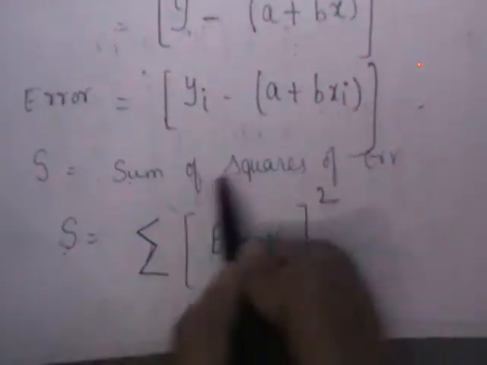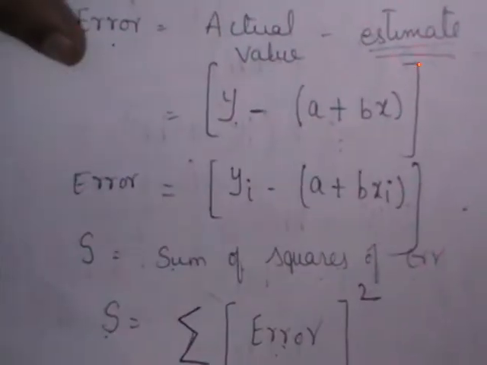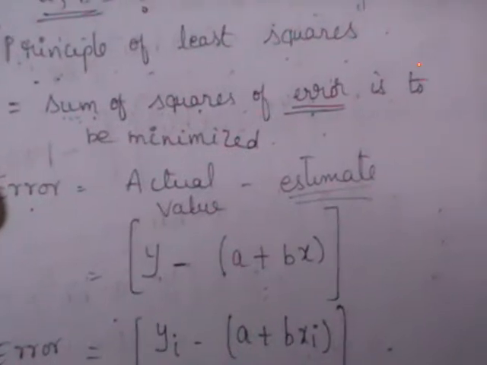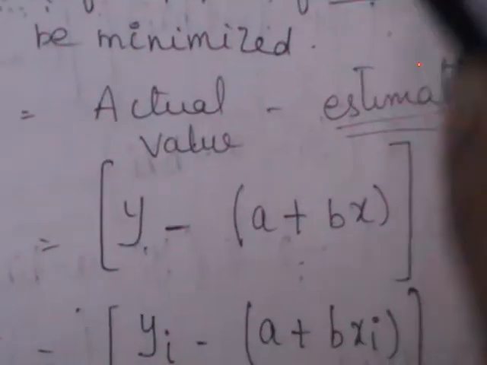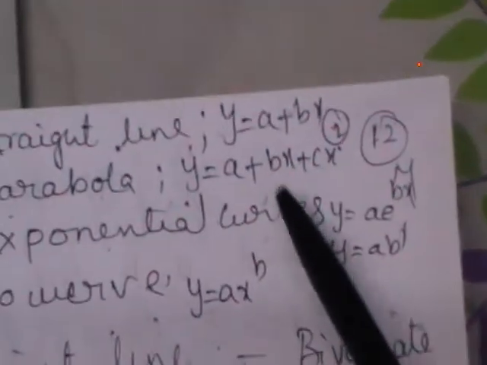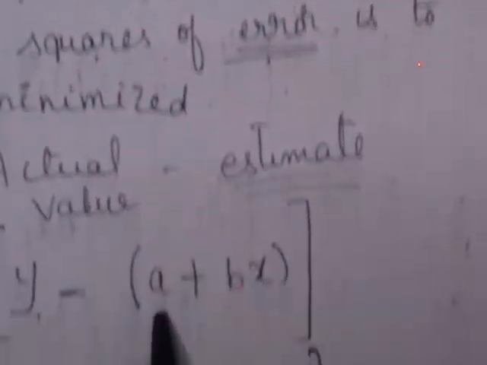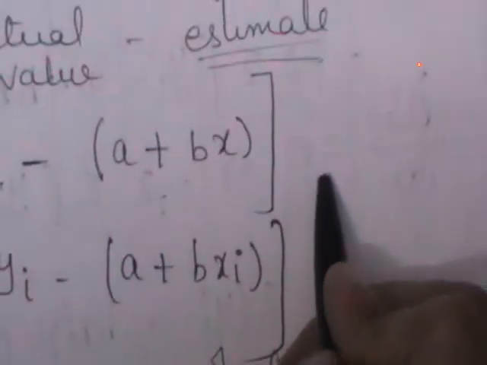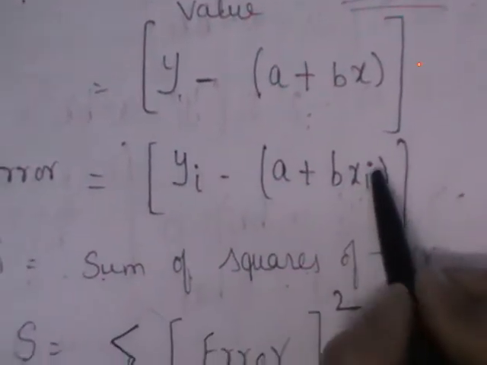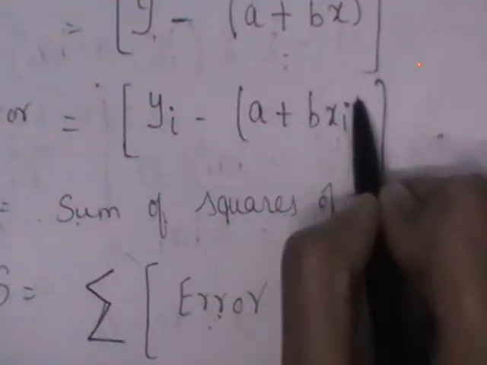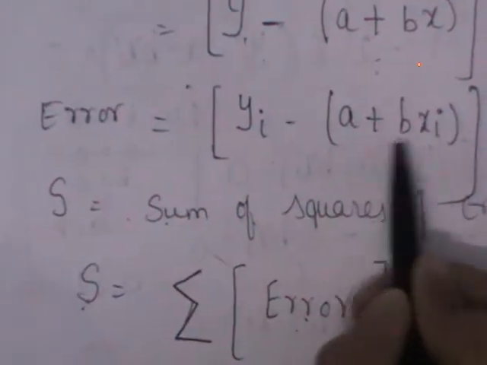How do you define the sum of squares of error? Before that, let us define the error first. Error is nothing but the difference of actual minus estimated value. Let us write the actual value as y, and the estimated value, if a straight line is fitted, will be a plus bx. If you are fitting a parabola, this will be y minus a plus bx plus cx square. As you have n observations, let us attach the suffix i to the variables: yi minus a plus bxi.